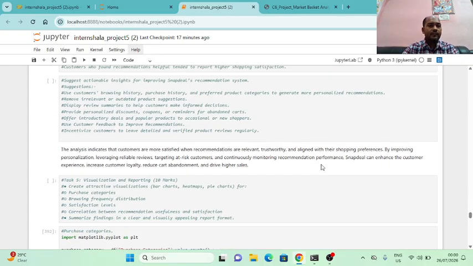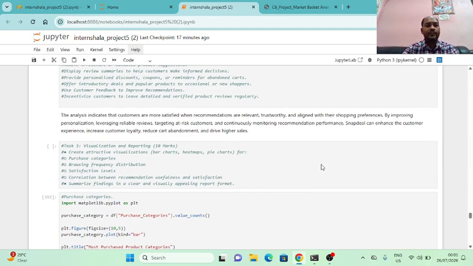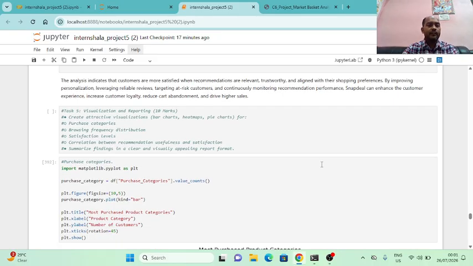So these things indicate that customers are more satisfied when recommendations are relevant, trustworthy and aligned with their shopping preferences. By improving the personalization, leveraging reliable reviews, targeting at-risk customers, and continuously monitoring the recommendation performance, Snapdeal can enhance the customer experience, increase customer loyalty, reduce cart abandonment and drive higher sales.